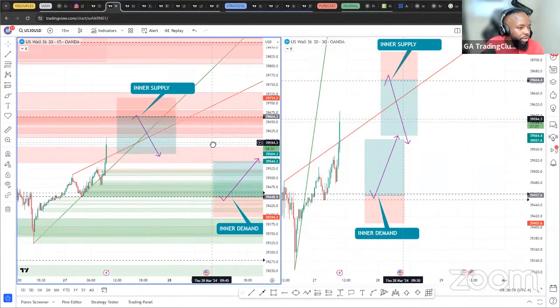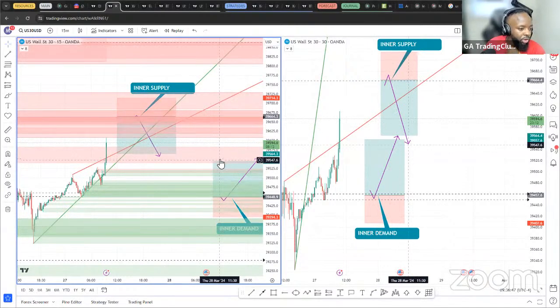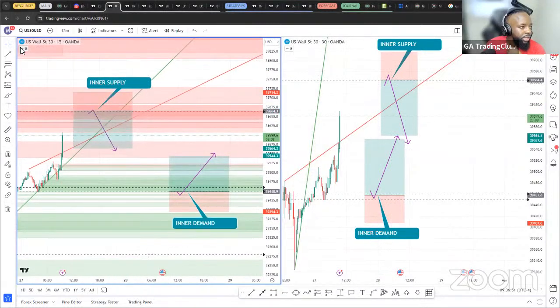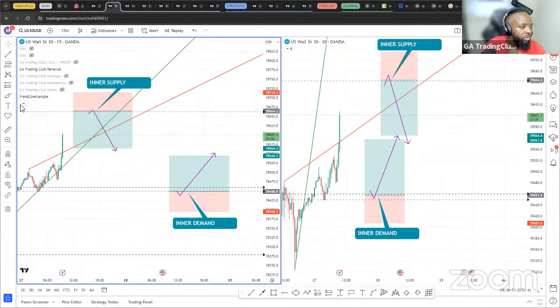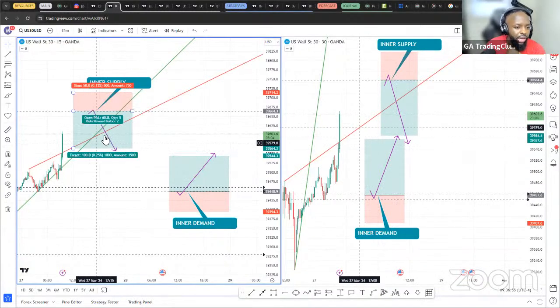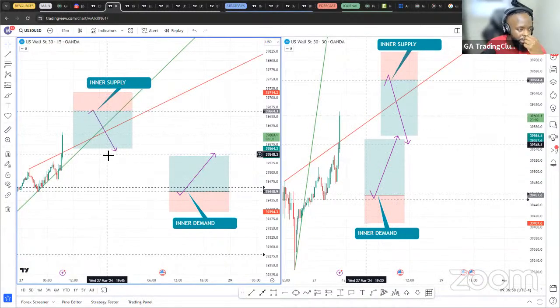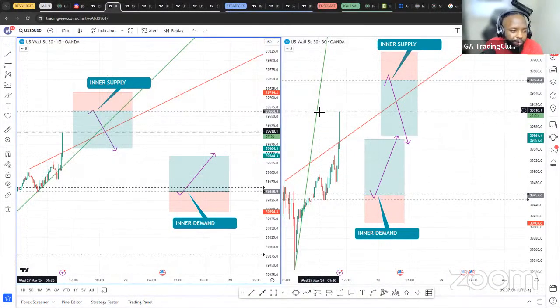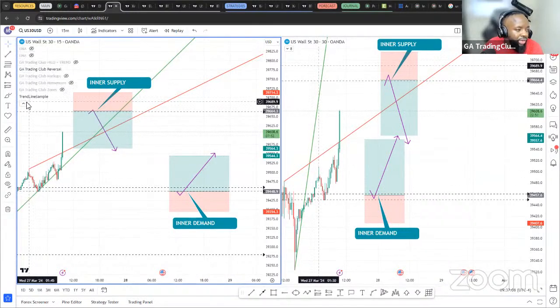Inner supply for US 30 on the 15-minute time frame is at 39,664. And I always like waiting for the first 15 minutes of New York Open before taking any trades. So I've marked my supply and demand zones. I'm using these trend lines because if you guys remember, last year when we were doing supply and demand, we used to use trend lines, and by then we used to mark them up manually. But here I'm just using this trend line from TradingView.